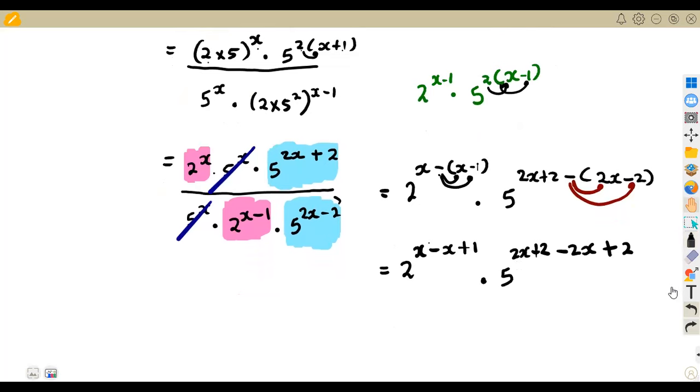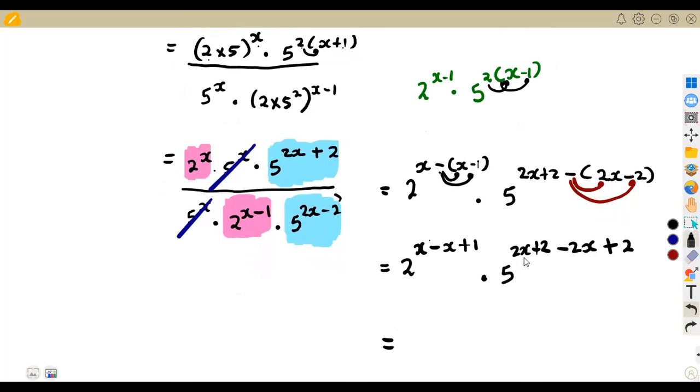So at that stage, we can simplify here. x minus x is the same as 1x minus 1x, guys. This cancels, to remain with a 1. So that's 2 to the exponent of 1. We do the same thing, 2x minus 2x, that's a 0, guys, cancels. Then we are left with 2 plus 2. So these two add, 2 plus 2, that's a 4, but it is operated under the base of 5. So it is going to be 5 to the exponent of 2 plus 2, which is a 4.